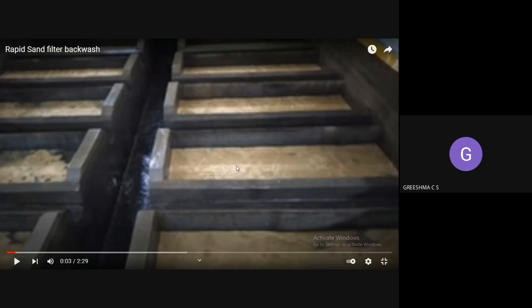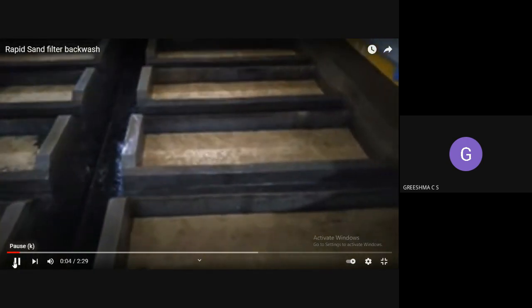Okay, in the original video you cannot see that water pumping from the bottom portion. Okay, so you can see they have first drained all the water. Now the water is draining from the bottom. Okay, the water is being sent up through the bottom.